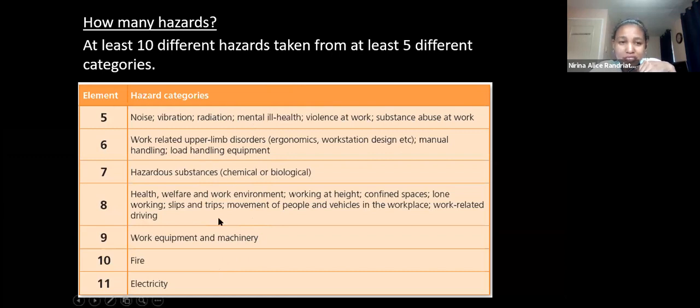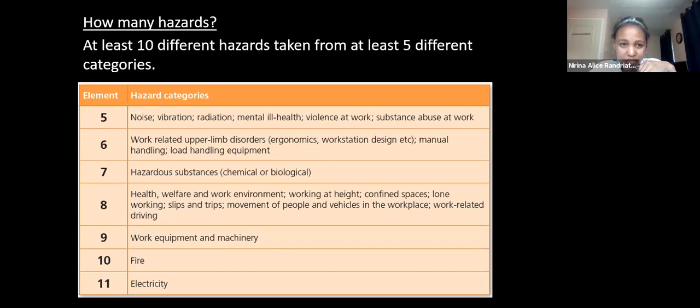Why is that so? Because NEBOSH wants to make sure that you can cover other things. Maybe you are a fire marshal in your company, you know everything about fire, and you will be talking about fire, but they want to check, can you also talk about other categories, not just fire? So this is why we need to cover at least 5 different categories. Again, you can see this table in the guidance provided by NEBOSH, and those documents have been sent to you already.